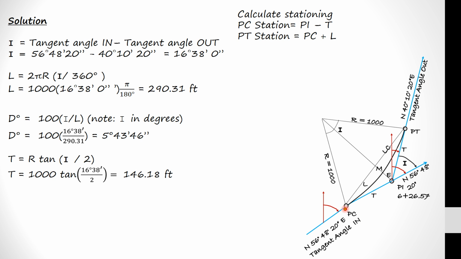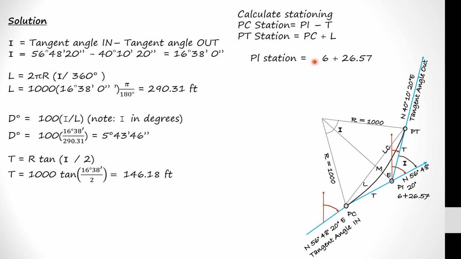Now we're going to use the information over here that we got to solve for the station equations. Now we need these station equations because we're going to be laying out this curve, and we have to know where to start the curve and where to end the curve. So the PC station is equal to the PI minus the tangent, and the PT is equal to the PC station plus the length of curve.